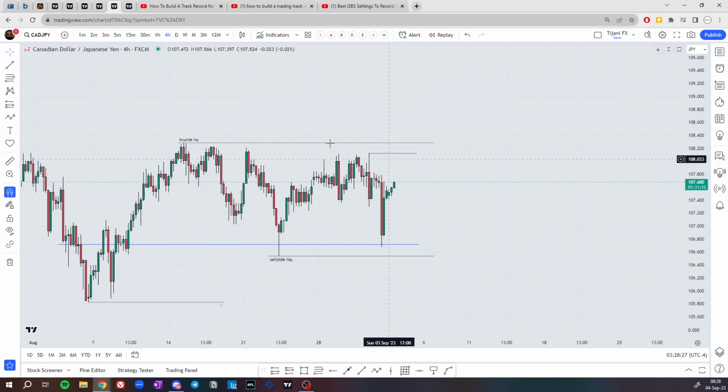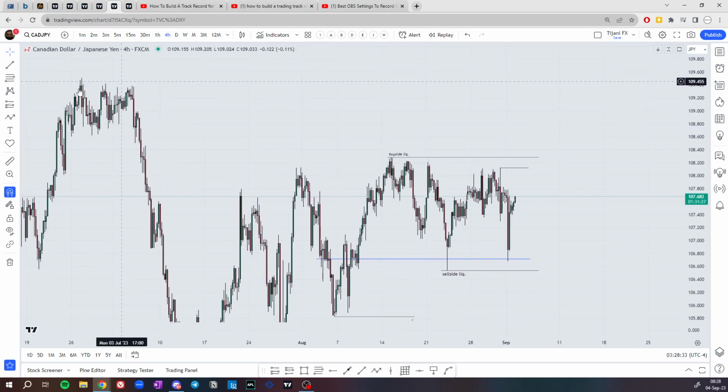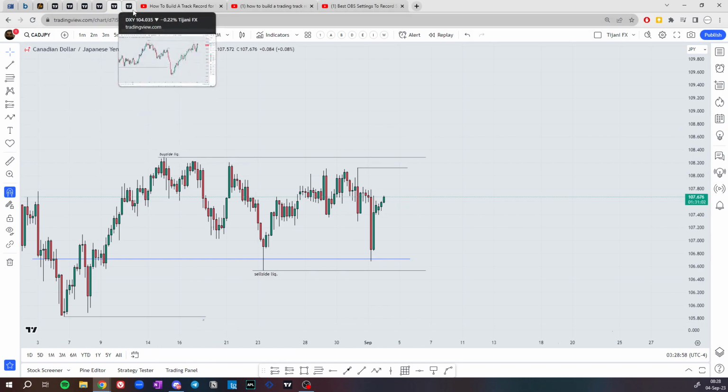If price takes the buy side liquidity above this high, I'm going to be expecting a continuation to these highs here. But if price doesn't show displacement above this high, just takes them, and then closes inside this range, there is a higher chance that price is going to drop lower, checking the sell side liquidity. For me, CADJPY is now consolidating. I'm going to be waiting for more information. I'm not going to trade it this week, but I'm going to trade EURUSD and GBPUSD.